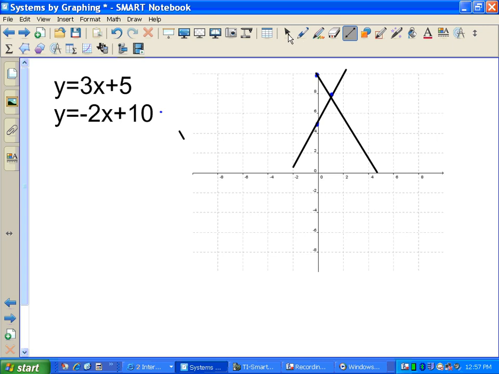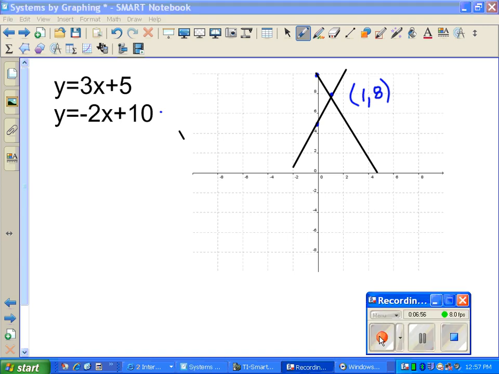If you had graph paper, you'd want to graph them more accurately. I'm sort of doing an approximate, and that's really one of the keys for this form of solving equations. It gives us a rough answer. We get an idea of whether there is an actual answer or not, and we work from there.